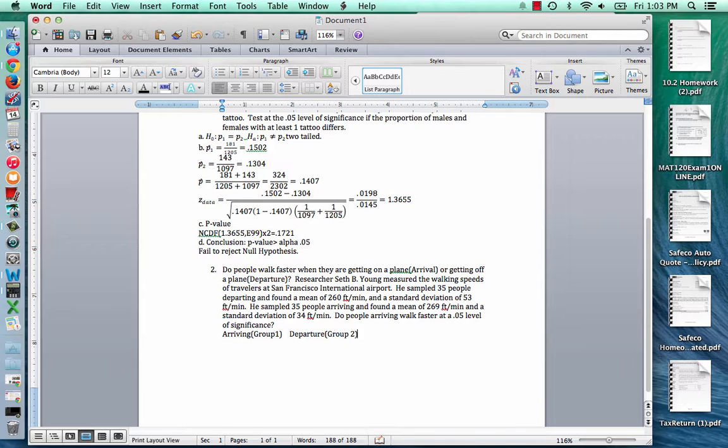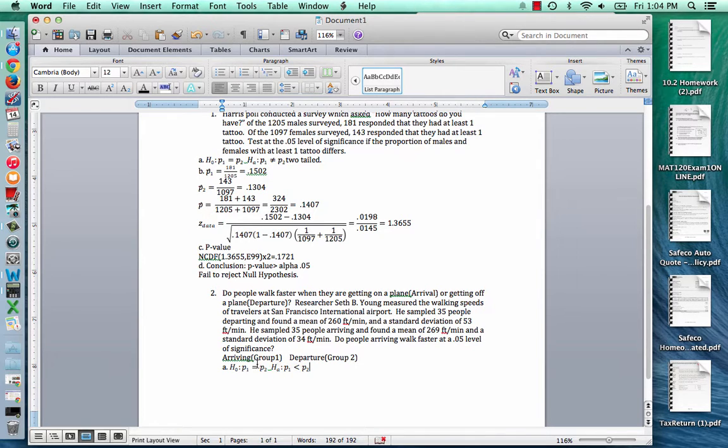So then we want to show that arriving is faster. So excuse me, no, we're walking faster. So if it's faster, their time is less. So I'm going to show that arriving, which is group 1, is going to be less than departure group 2. So let me throw in the null and alternative hypothesis here. So give me a second.